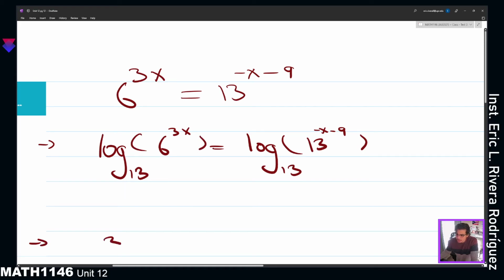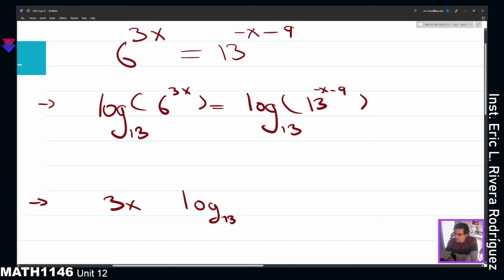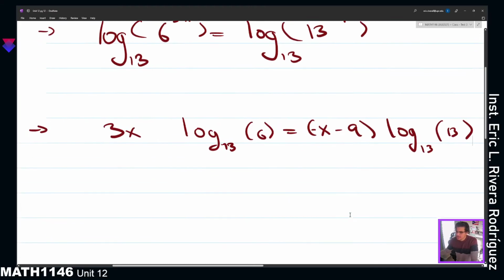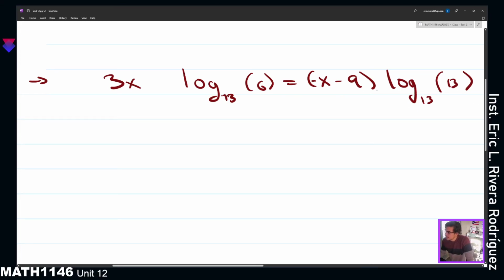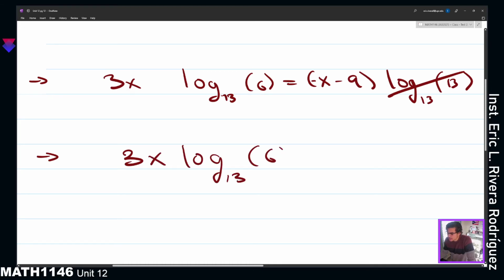Using the power property, you can bring those exponents down. Log base 13 of 6, obviously we cannot cancel it. But my goal was to eliminate this one, because this exponent has two terms. For me it's more difficult to work with negative x minus 9 rather than 3x. So here we have 3x log base 13 of 6 equal negative x minus 9.